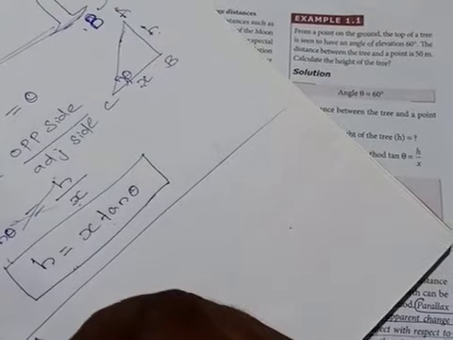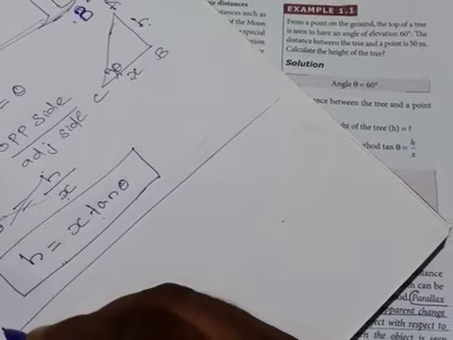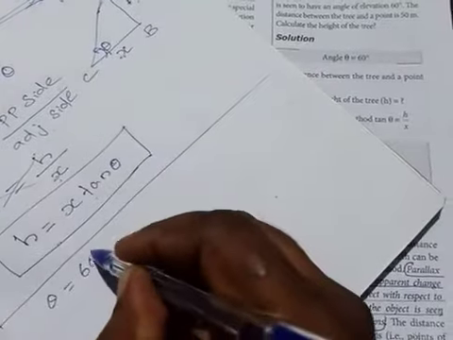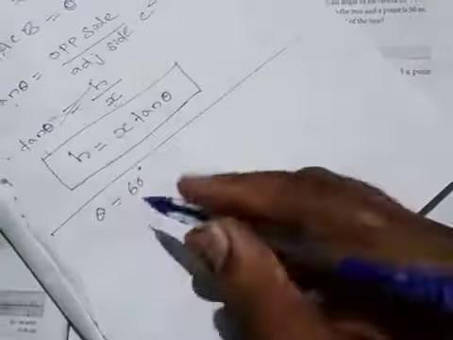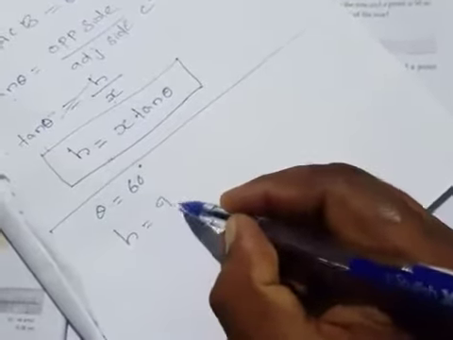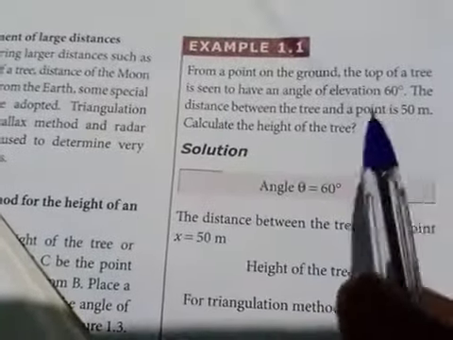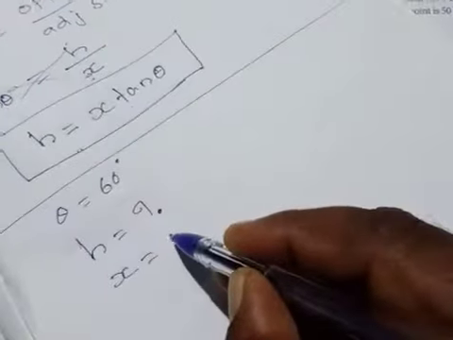From a point on the ground, the top of a tree is seen to have an angle of elevation, so angle theta is equal to 60 degree. So the theta value we got. We need to find the height of the tree, and one more piece of information given is that the distance between the tree and the observer is 50 meters. So x is equal to 50 meter.